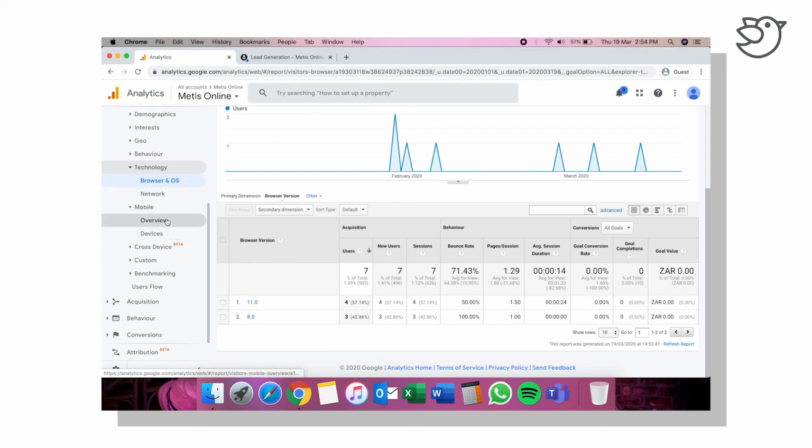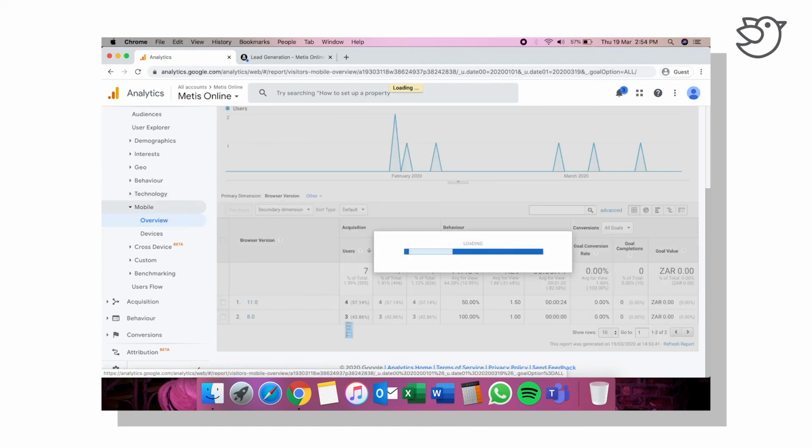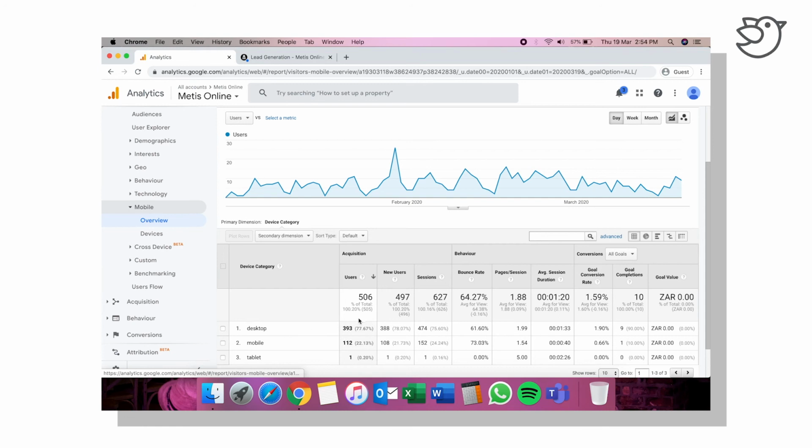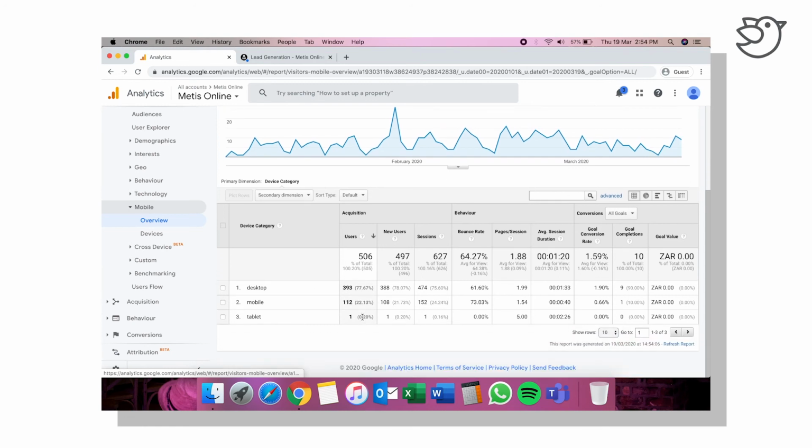Another one of my favorite reports is the mobile report. Going into that, it basically gives you a breakdown of the different types of device categories that you get. So desktop would be laptops as well as sort of standalone computers. Mobile would be any sort of mobile telephone device, and a tablet is exactly what it says it is.